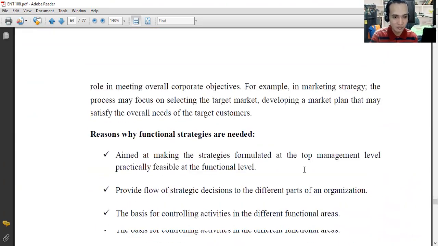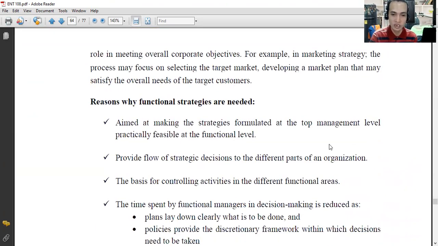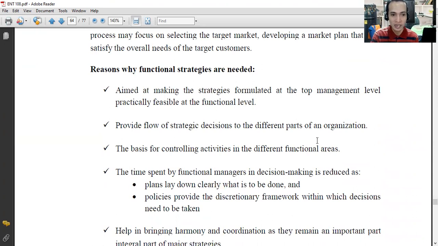Okay, so reasons why functional strategies are needed. First, it aims at making strategies formulated at the top management level practically feasible at the functional level. In other words, functional strategies are very necessary, specifically on the implementation side.